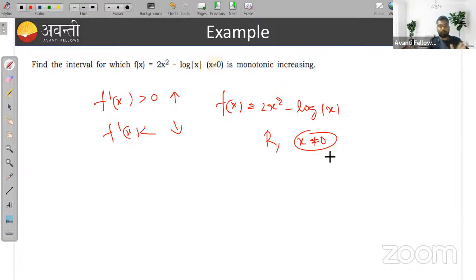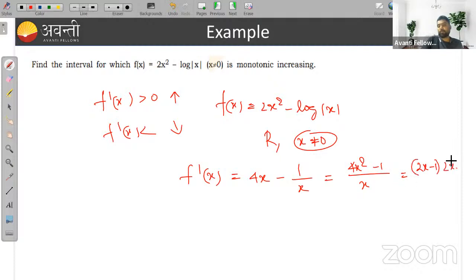So first of all, what should we do? We need to find the first derivative of that function. So what will the first derivative be? f dash of x will be 4x minus 1 by x, right? And if we equate this with 0, how else can we write it? If we take the LCM, this will be 4x square minus 1 divided by x. We can also write this as 2x minus 1 into 2x plus 1 divided by x, right?